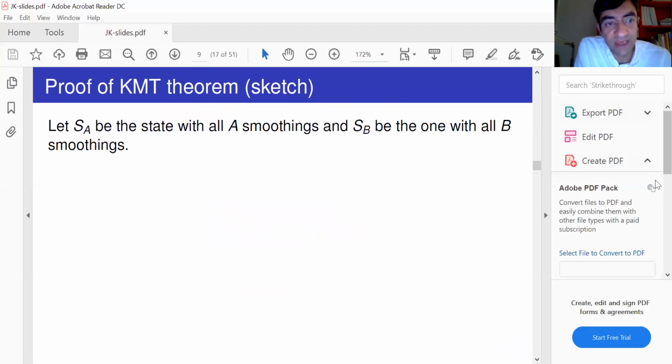And here we have the sketch of the proof of the Tait conjectures by Kauffman, Murasugi, and Thistlethwaite. If you have a diagram D and you resolve all the crossings as A smoothings, then the state that we obtain is called S_A, the all-A smoothing state. And if you do B smoothing to all the crossings, you obtain a state which we call S_B.